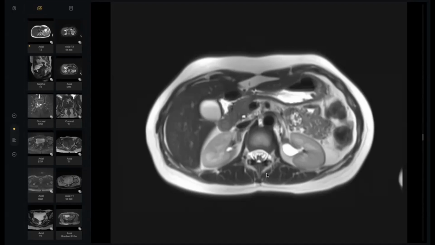Thank you, doctor. This is not hydronephrosis. This is extrarenal prominent pelvis. Thank you so much. Okay. Thank you so much, sir.